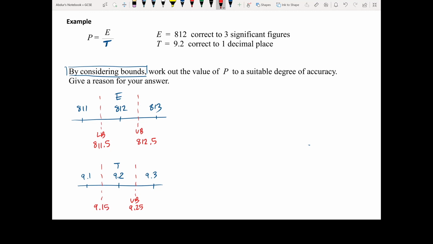So now we've got the upper bound and lower bound values for both E and T. We're going to go and work out, because it doesn't say work out upper bound or lower bound for P, we need to go and work out both, because it says by considering bounds. So let's do that. We're going to find out what the upper bound for P is, so P upper bound. And how would we find that out? Well, to get the largest possible value for P, we want the largest possible value on the numerator, so we want E upper bound.